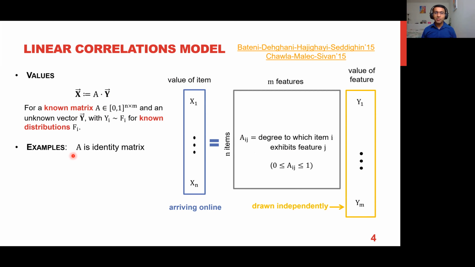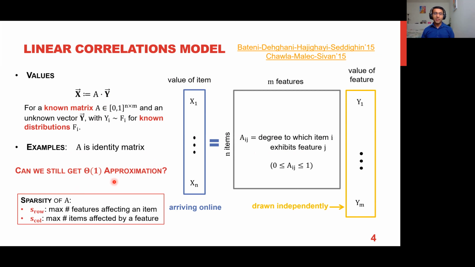In the extreme case where A is the identity matrix, it becomes just the prophet inequality model, because xi equals yi, and you get to see it. The question is, can you still get a constant approximation? It turns out that what we'll show is that constant approximations are not possible, and your approximation guarantees depend on the sparsity of this matrix A. The important parameters are the row and the column sparsity. For example, the row sparsity denotes how many features affect the value of an item.